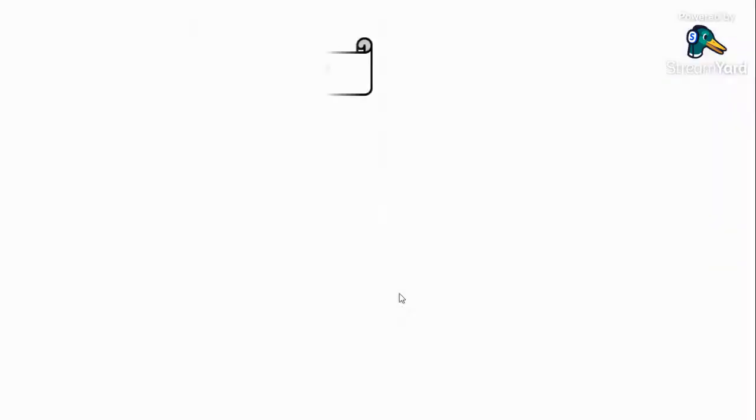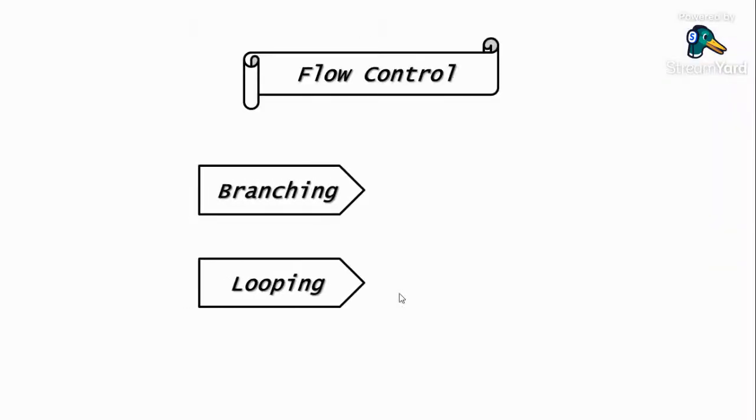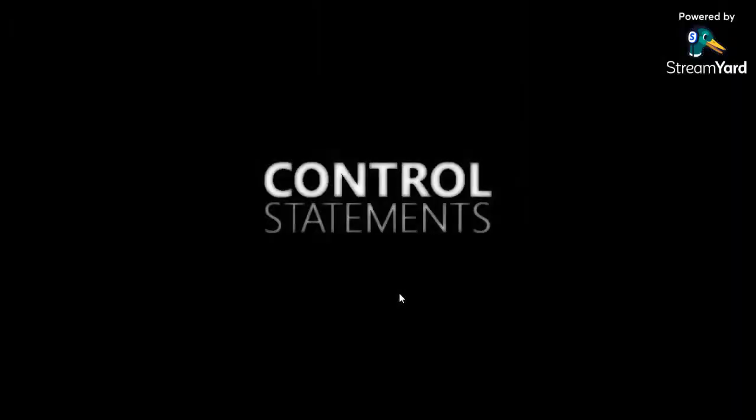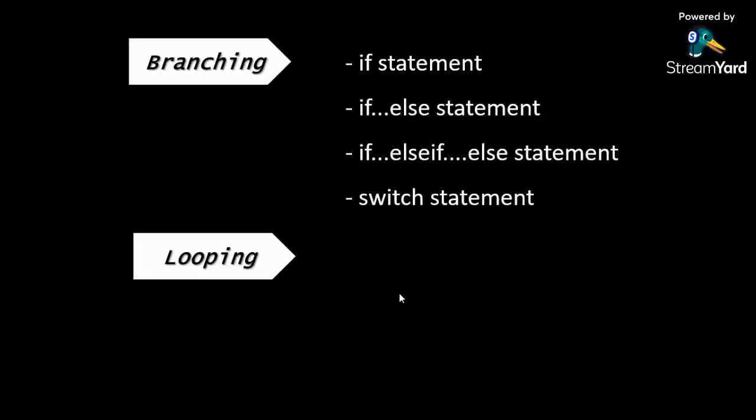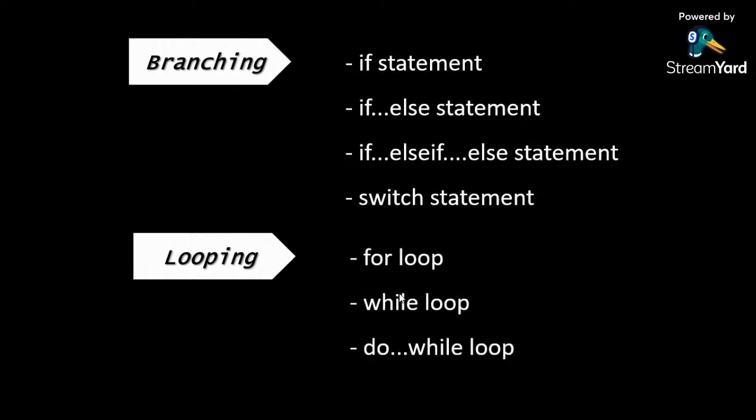So control statements happen to be one of the important aspects of coding and also one of the common topics of interview questions in drives. In control statements, we have two types: branching and looping. Branching decides what action has to take place, and looping decides how many times that particular action has to take place. In branching we have if statements, if-else statements, else-if statements, and switch statements. In looping we have for loops, while loops, and do-while loops.